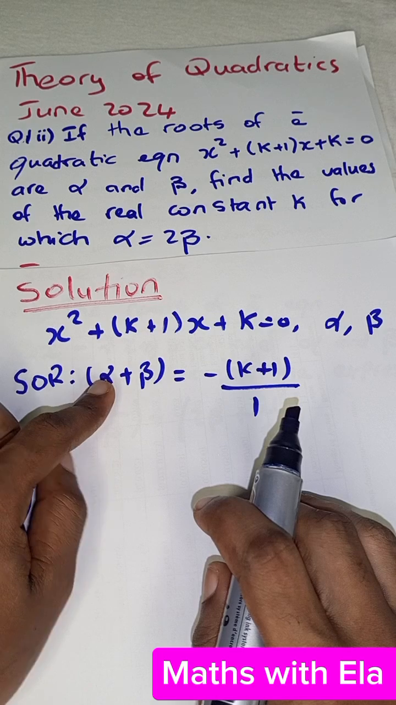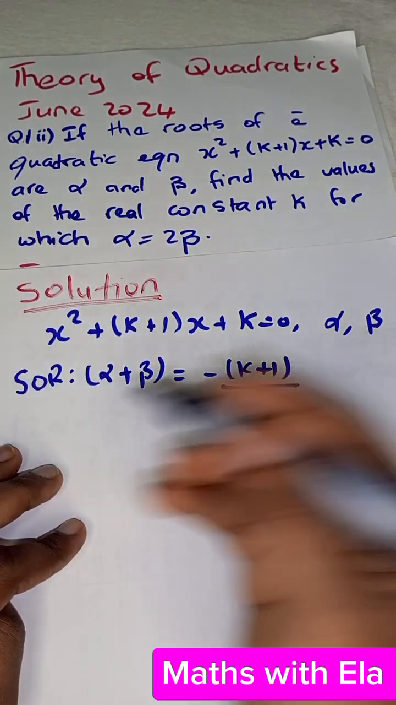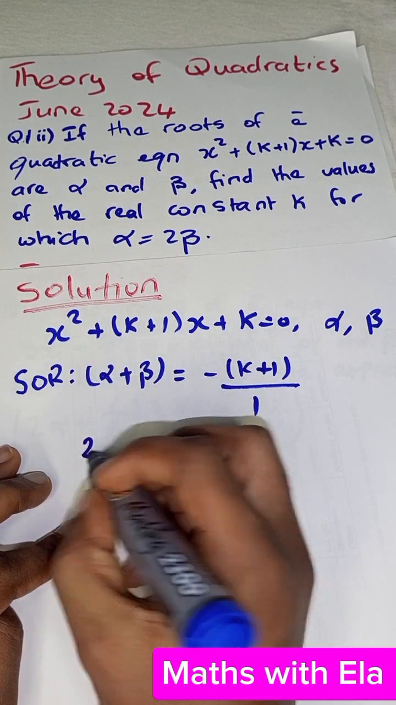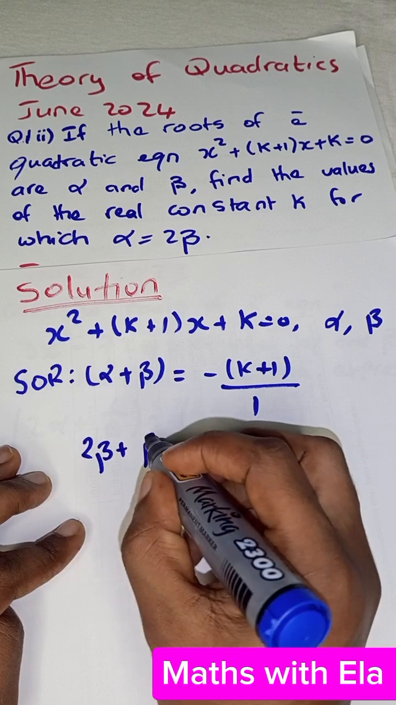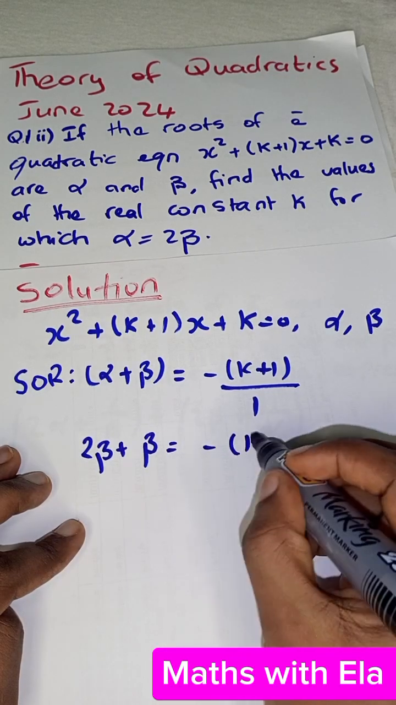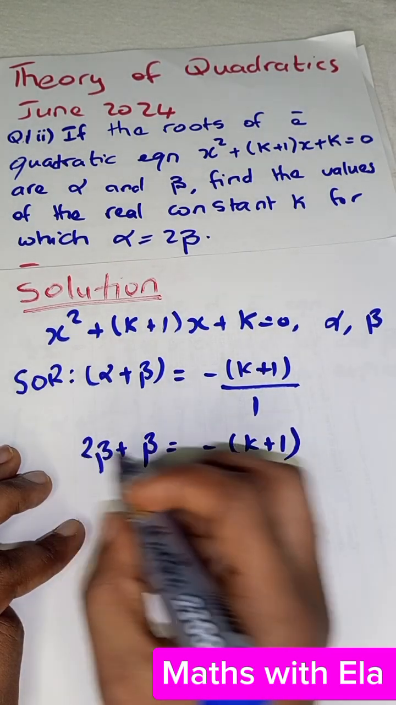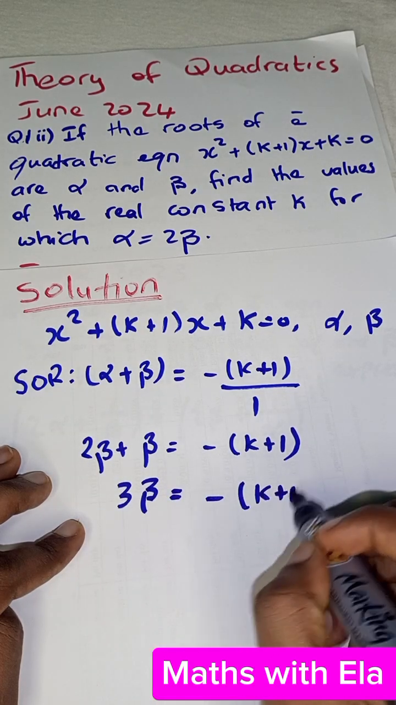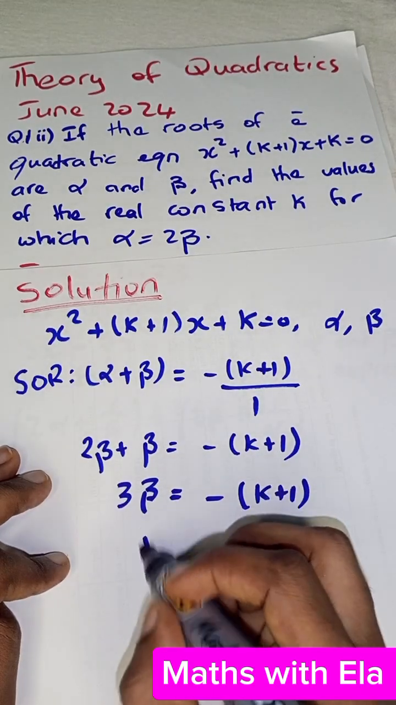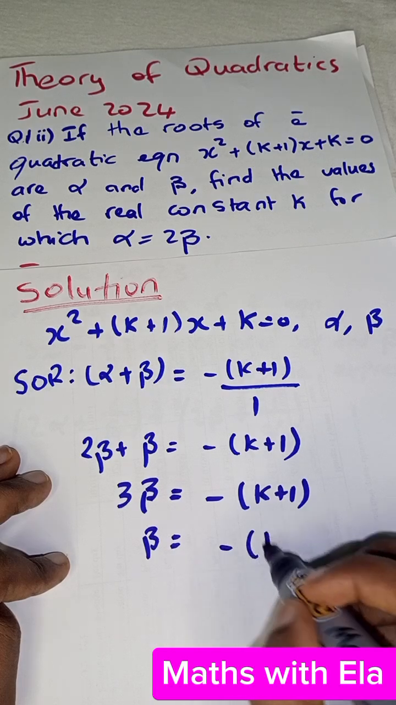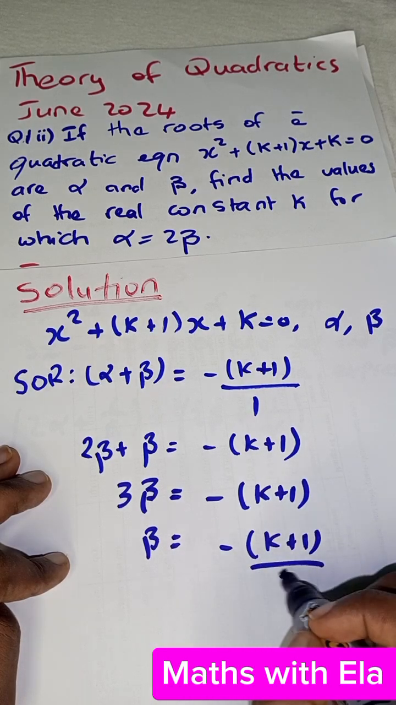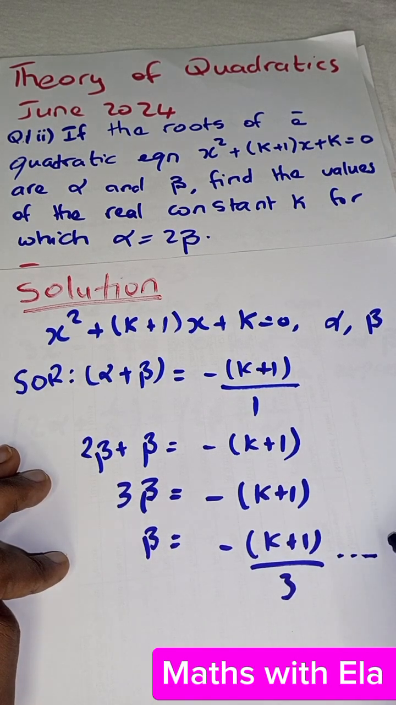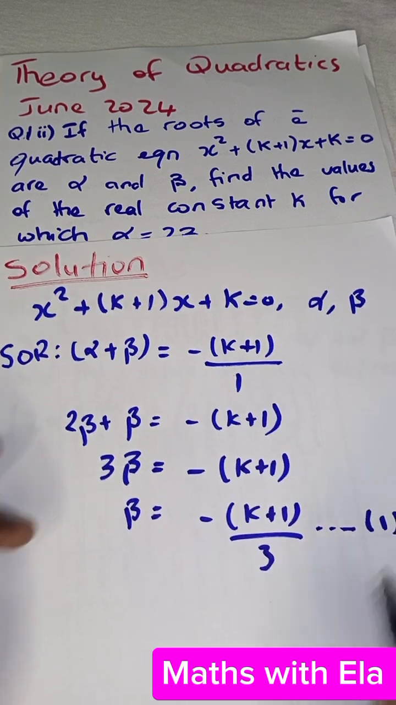So replacing alpha by 2 beta as is indicated in the question, we are going to have 2 beta plus beta is equal to negative (k plus 1). And 3 beta is equal to negative (k plus 1). Beta is equal to negative (k plus 1) on 3. Let us call this equation 1.